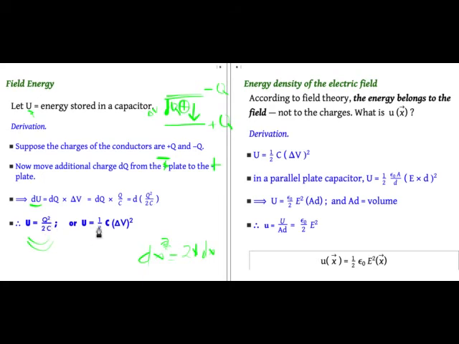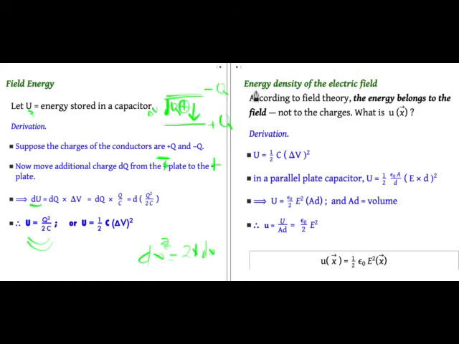Or I could write it in this form. I could write it as 1/2 C times delta V squared. Because remember, delta V is Q over C. So this would be 1/2 C times Q squared over C squared, which is Q squared over 2C. All right, so that's the energy stored in a capacitor.